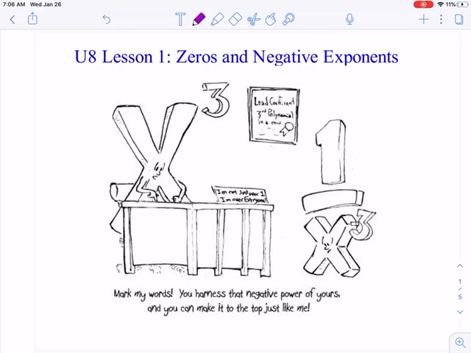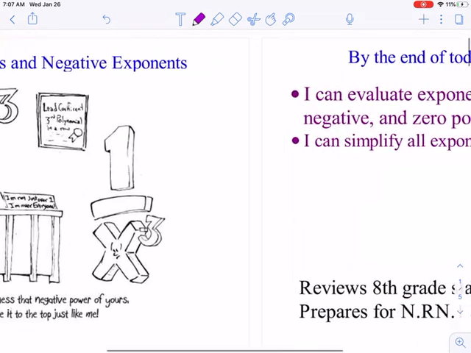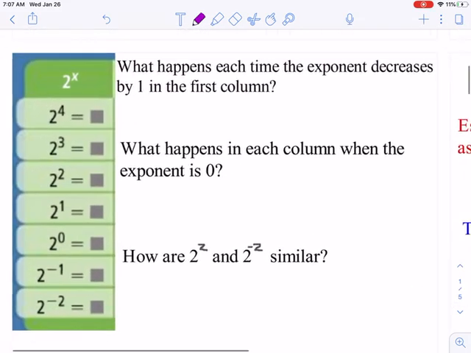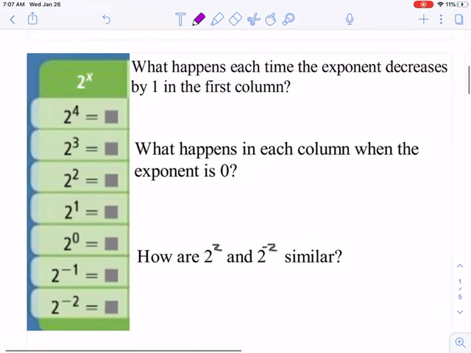So hopefully this should feel at least somewhat familiar to you as we go through some of these rules. And again, today we're going to focus on just 2 rules. We're going to talk about what happens when we have exponents of 0 and what happens when we have negative exponents. So let's go ahead and get started. We're going to start by looking at this table here, and we're just going to notice some patterns that are happening just to better understand exponents.